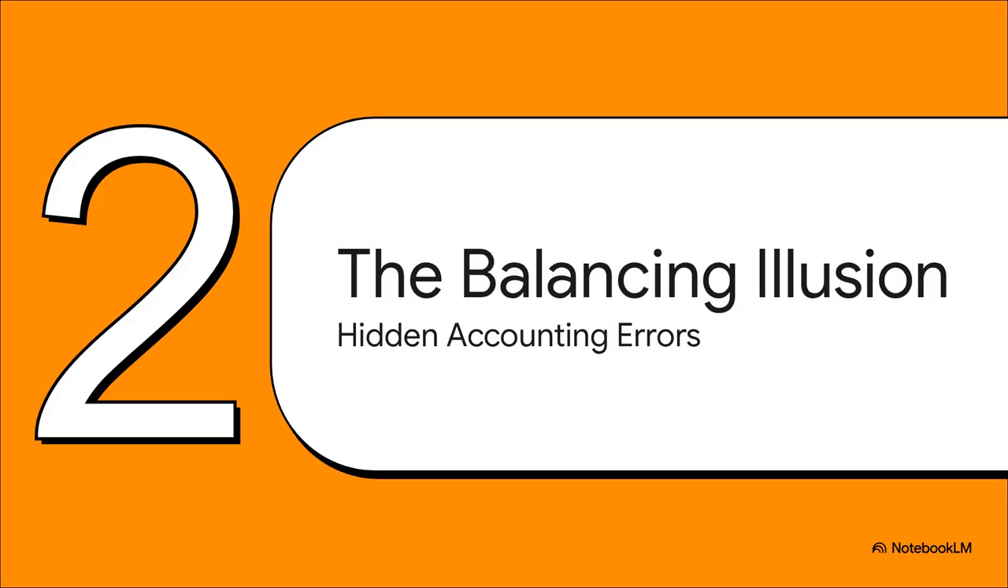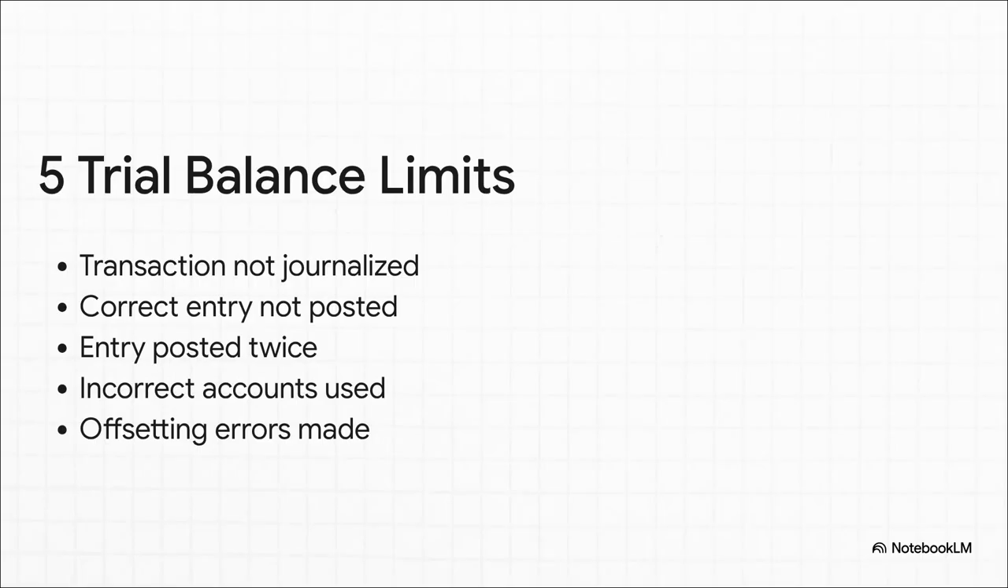Which brings us right into Section 2, the balancing illusion and those hidden accounting errors. You are going to want to memorize these 5 specific scenarios where your trial balance gives you this dangerous illusion of balance, because examiners absolutely love testing these exact limitations.